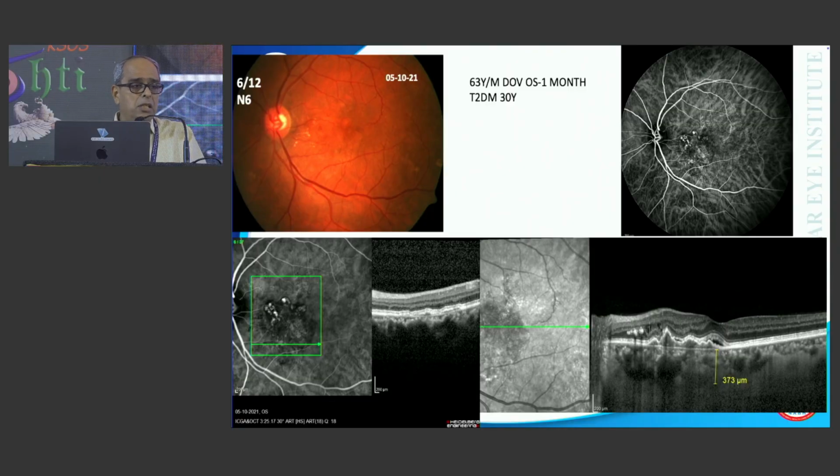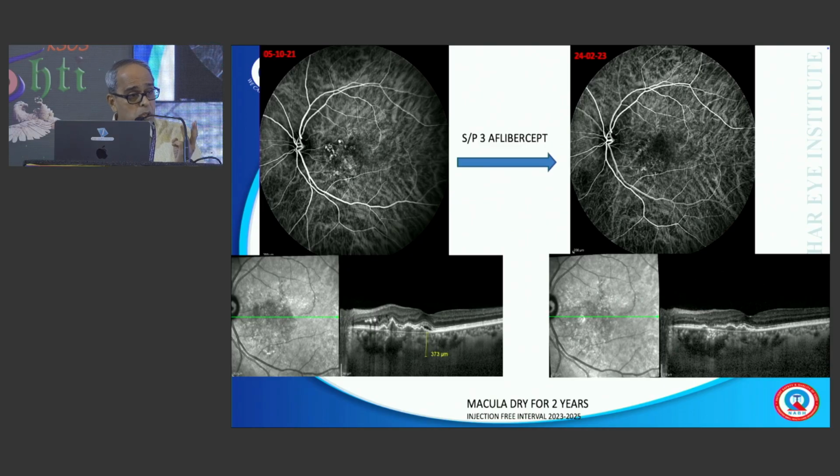So the next is polypoidal choroidal vasculopathy, where, as I've been describing in many meetings, there are two phenotypes. One is what I call an aneurysmal dilatation, where you have a large branching neovascular network ending in polypoidal dilatations, which is less aggressive. So if you see this particular patient who has been under my treatment for 5 years now, he was treated initially with 3 doses of aflibercept.